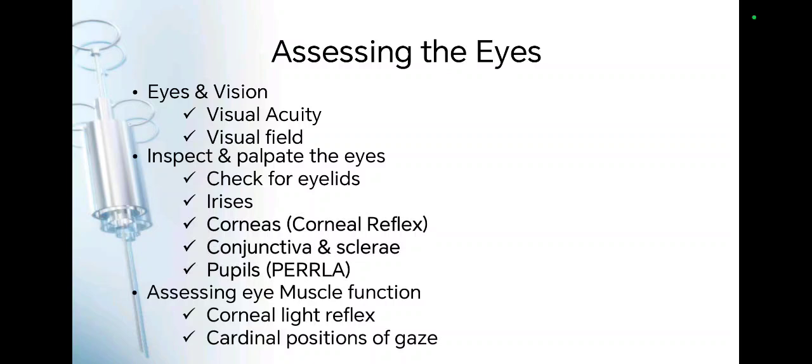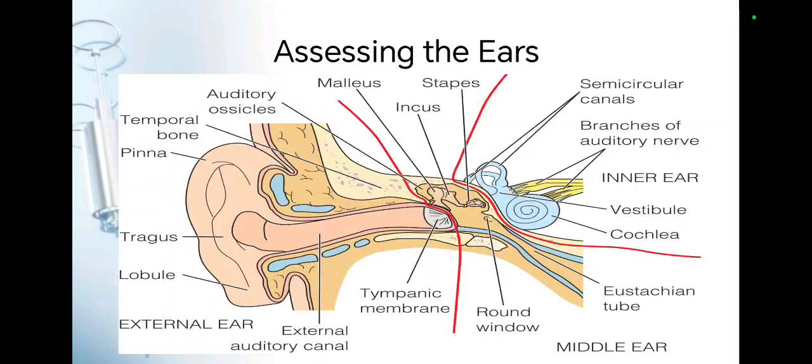Then your oculomotor, and we have your trochlear. Okay, these are the ones that control the extraocular muscles. Okay, now let's proceed to assessing the ears.